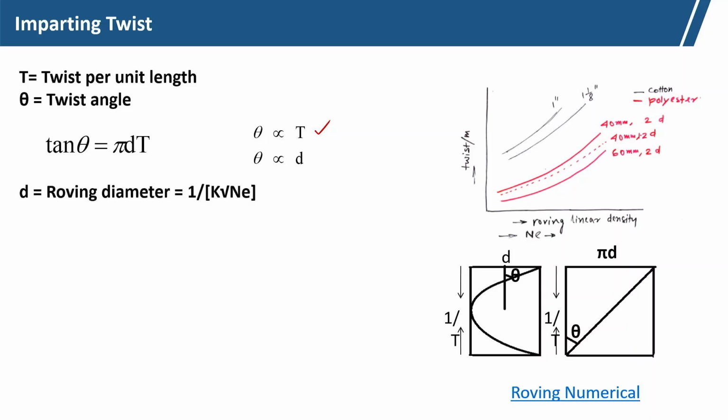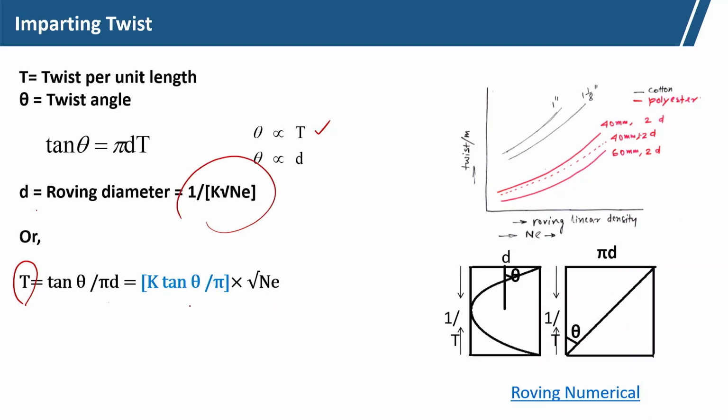So, d is the roving diameter and tan theta we can calculate. The twist per unit length is equal to tan theta by pi d, and tan theta by d is 1 by k under root n. So, that we can calculate. So, this k is a constant for a particular theta. If we keep theta constant, then this will be constant.